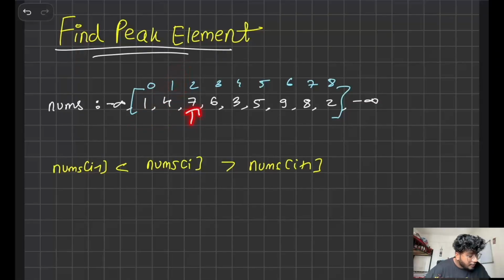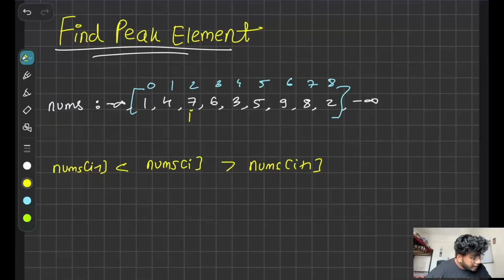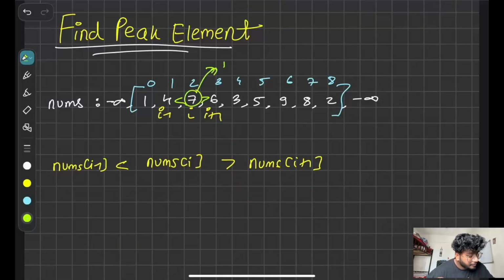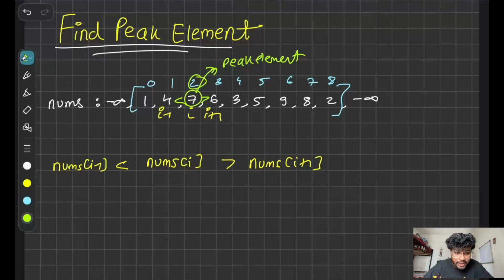Let's move on, and now we are at i equal to 2, where i-1 is 1's neighbor 4 and i+1 is this one. Now I'll check again. Is my 7 greater than 4? Yes. And is my 7 greater than 6? Yes. So this condition holds, and 7 is my peak element. I can just return this index 2. This is the brute force approach. Now that we have found the answer, we can stop our search here.